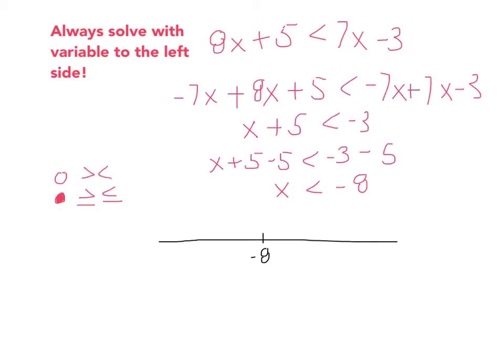And to graph our solution, we use an open circle to show the point is not included. We use a closed circle to show the point is included when we have a less than or equal to or a greater than or equal to sign.